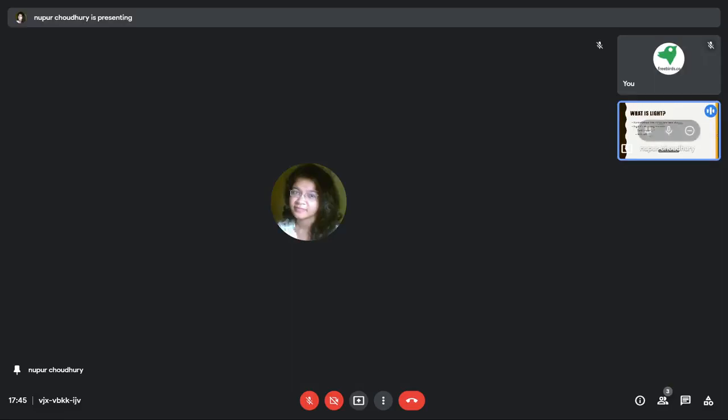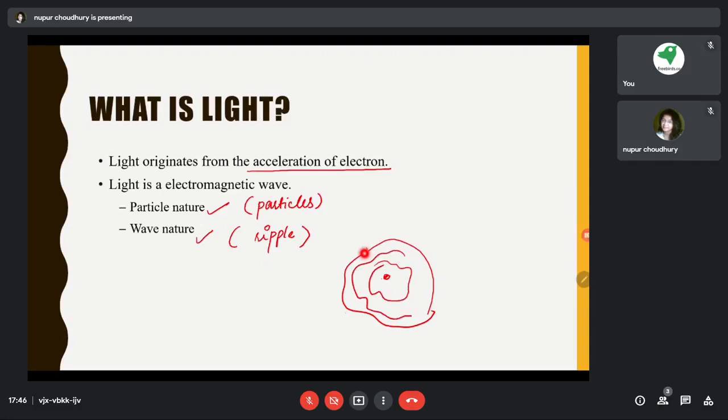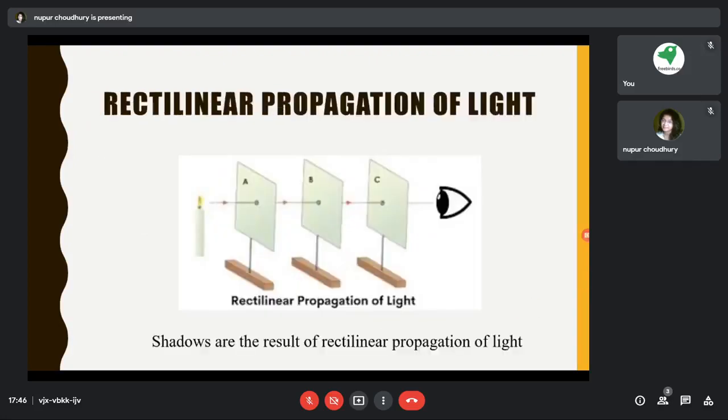So when I'm talking about light, we already saw what the particle nature is and what the wave nature is. In particle nature, light is considered as particles, and in wave nature, it creates a ripple type of effect, just the way we see in water. If I'm poking the surface with something or throwing something into the water, it creates a wave-like phenomenon. So this is the wave nature of light. All right, moving on to the next slide.